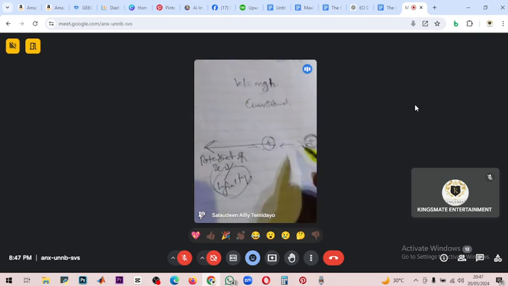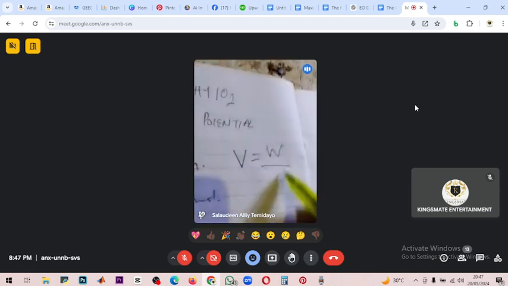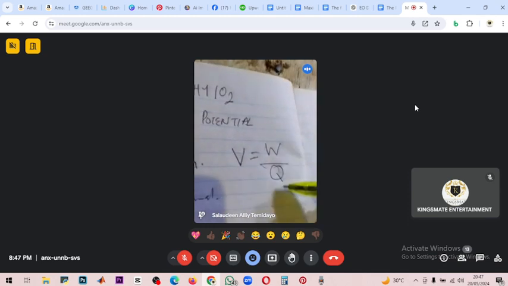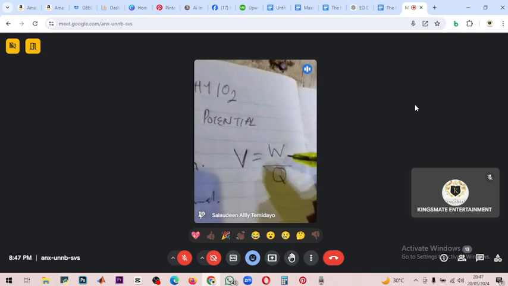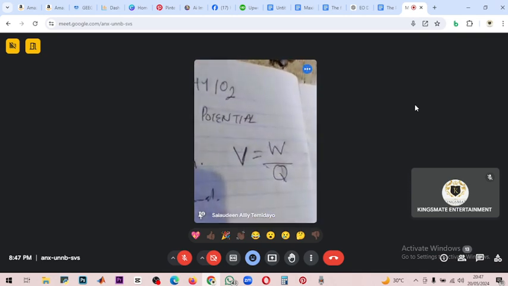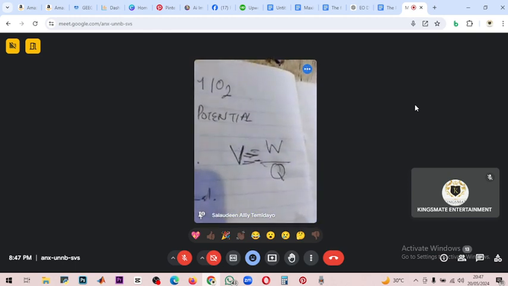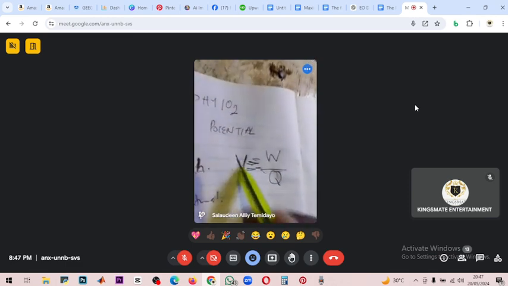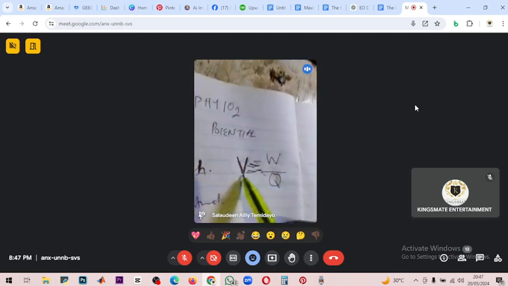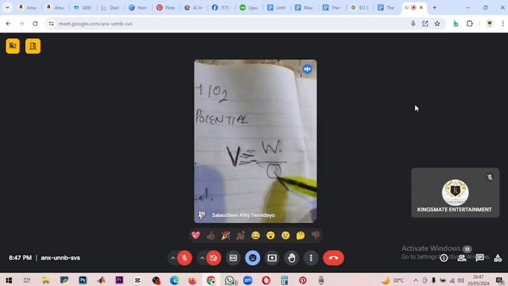With the definition, we should be able to derive the formula. Electric potential is the work done to move a positive charge, that is, work per charge. Electric potential equals work done over charge. People sometimes write it with a minus sign because it goes to infinity. So V equals W over Q, where W represents the work done and Q represents the charge.